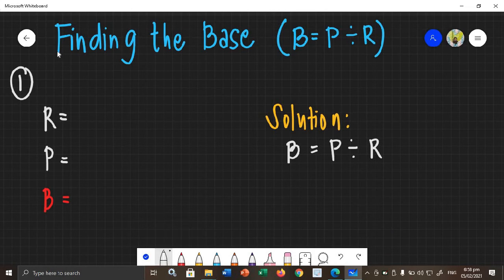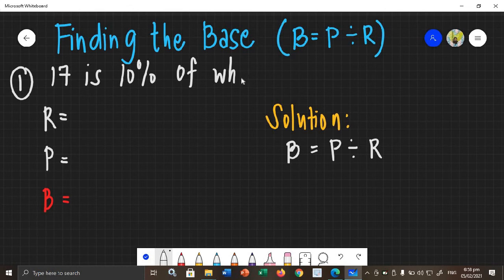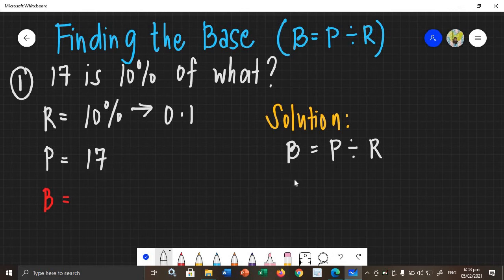Let's say, ang problem natin is 17 is 10% of what? So, right after natin minultiply daw yung 10% by a number, the answer is 17. Technically, we are looking for the base. Okay? So, yung R natin is 10%. Gagawin natin in decimal form. It will become 0.1 na lang. Okay? Percentage is 17. We are looking for the base.